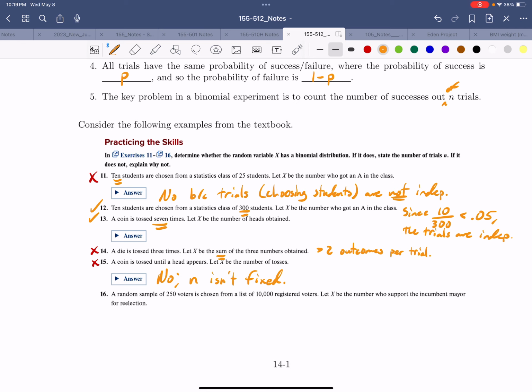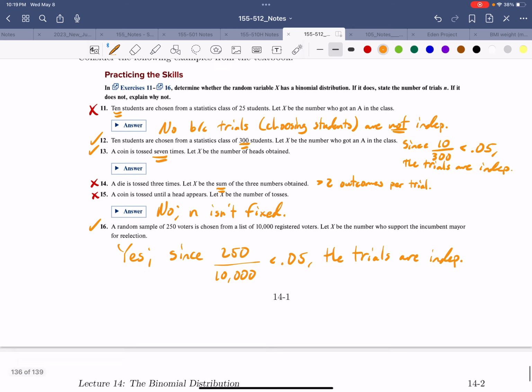So, let's see. A random sample of 250 voters is chosen from a list of 10,000. x is the number who support, and that one is also good. Yes, since 250 out of 10,000, that's 25 out of 1,000, it's going to be less than 0.05. The trials, effectively choosing each voter, are effectively independent. All right.